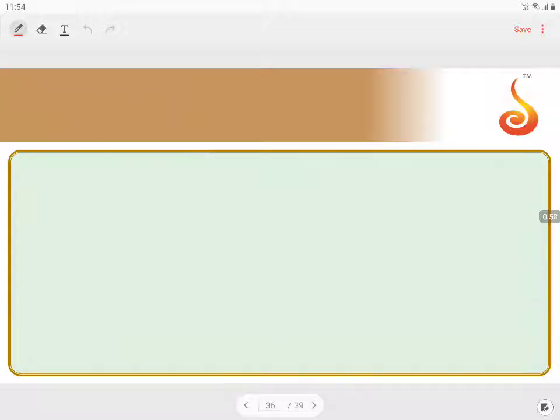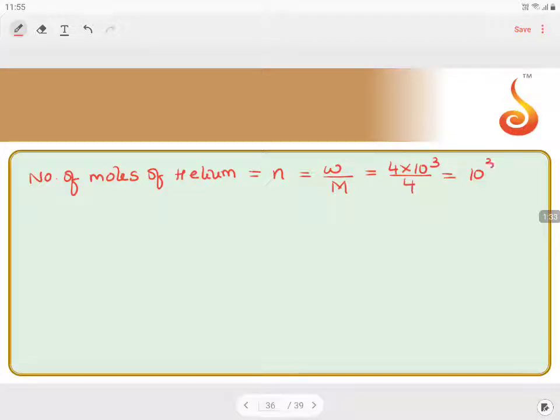So now let us first find out the volume of the gas. With respect to that, we can find the remaining things. First we'll find the number of moles of helium gas with the data provided. Number of moles of helium gas, taken as n, is equal to weight by molar mass of that substance. Mass by molar mass. Mass is given as 4 kg, so 4 times 10 power 3 grams. Molar mass is 4. 4 and 4 get cancelled. 10 power 3 moles we got.